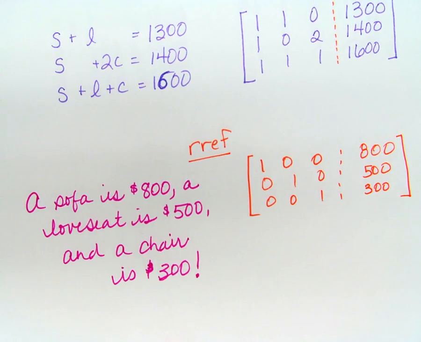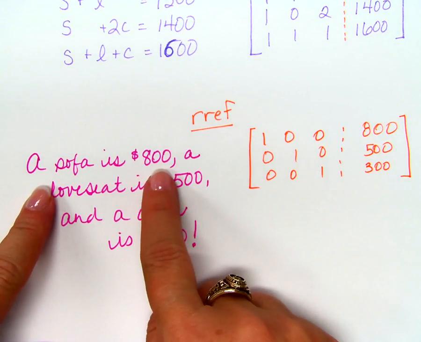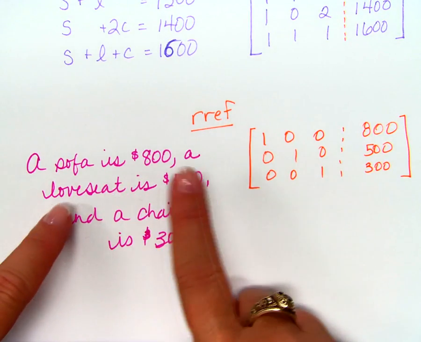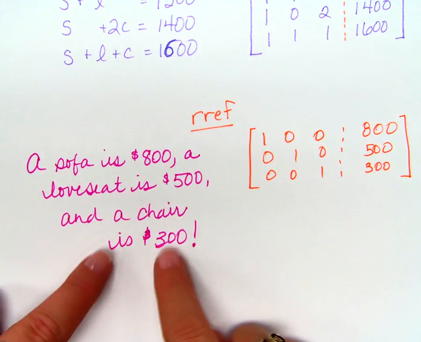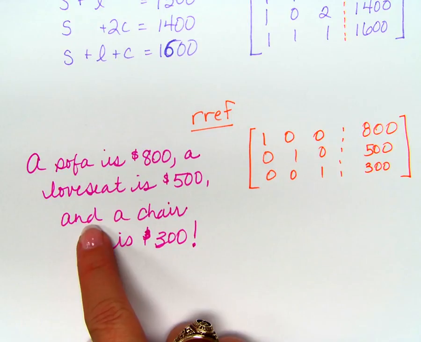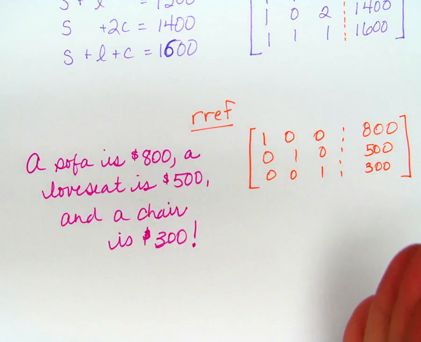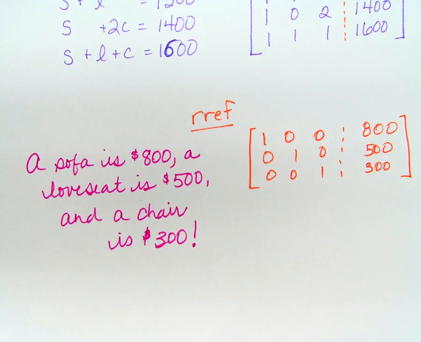Okay? Now, I don't want to freak you out, but we could have written 3 sentences. A sofa is $800, period. A love seat is $500, period. A chair is $300, period. That's okay too. Okay? Is this called a compound sentence with multiple subjects and verbs? So that's fine too. Right? We can work on our English skills in math class. Yes, we can. Okay? Any questions?